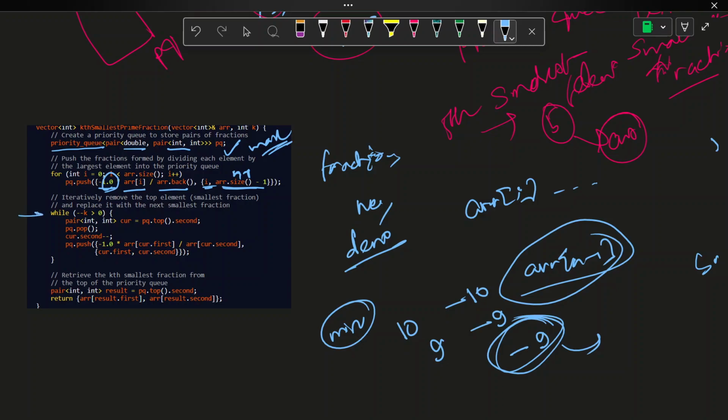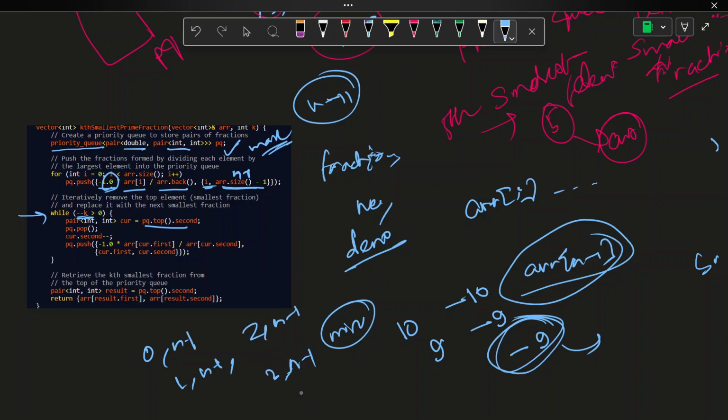Now I am traversing k times. Okay, so k minus 1 times I will pop from the priority queue. That's why I subtracted 1. Now I pop from the priority queue. Okay, and what is the current? Like first it will insert 0 comma n minus 1, then 1 comma n minus 1, then 2 comma n minus 1, then 3 comma n minus 1. Right, in this way I will push all the things.